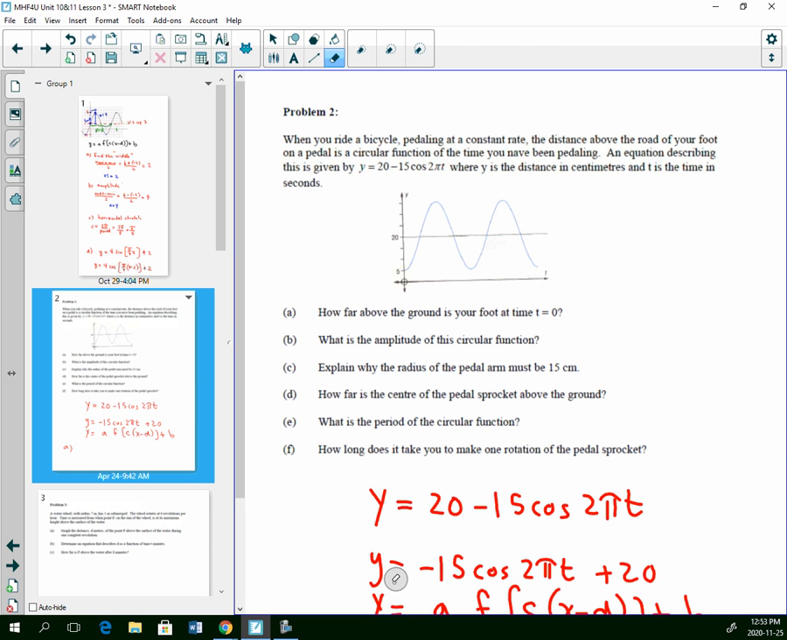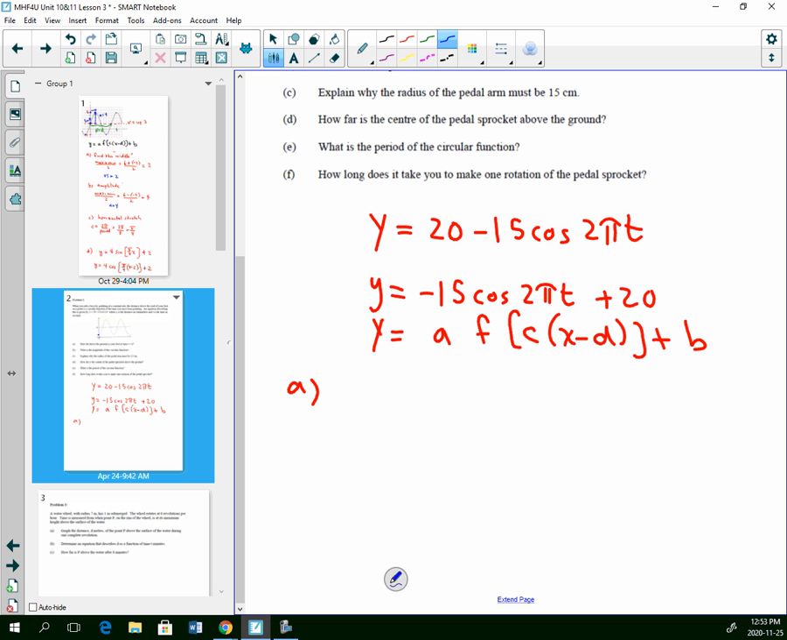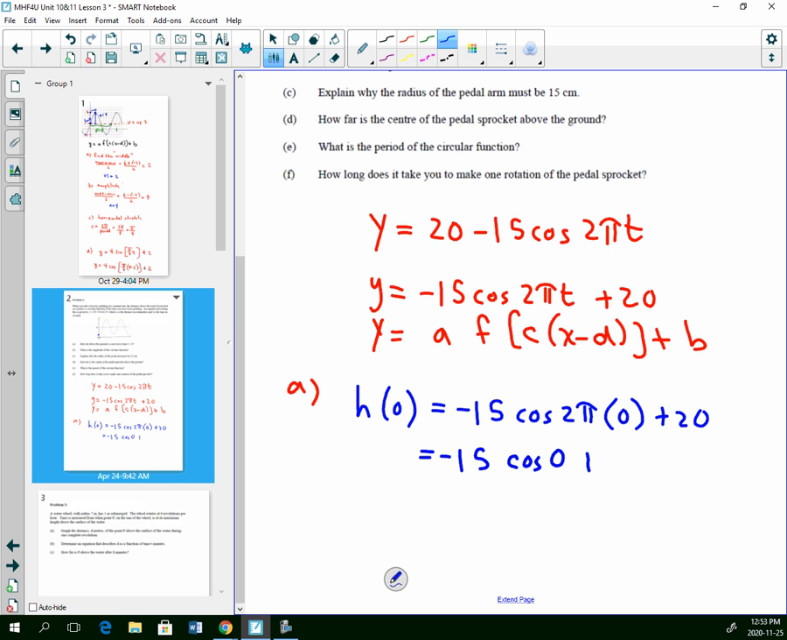So how far above the ground is your foot at time 0? I could either look on the graph, so it's obviously at 5, right? That's at time 0. Or if I were to use the equation, I'm looking for my height at time 0. So I'm going to put in t, time, as 0. Well, cosine of 2 pi times 0 is 0. And then if I think of the cosine curve at 0, cosine is 1. So cosine of 0 has a value of 1. And then negative 15 plus 20 is 5.